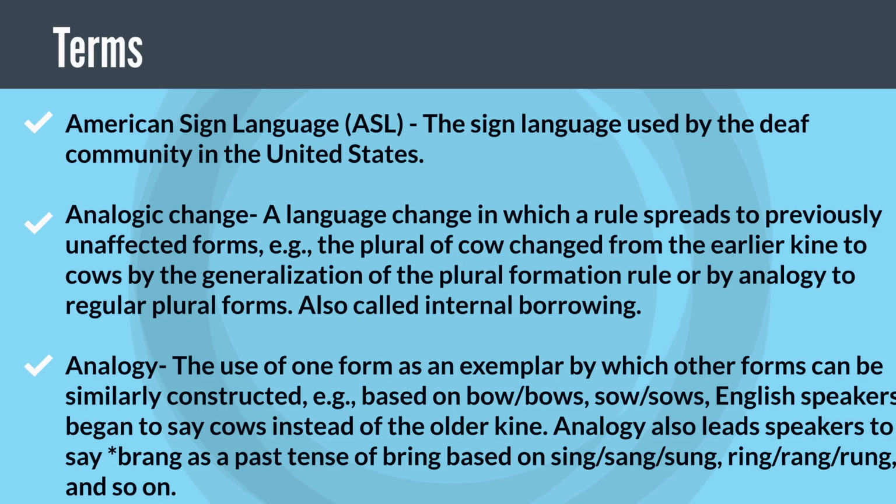Example, the plural of cow changed from the earlier kine to cows by the generalization of the plural formation rule or by analogy to regular plural forms. Also called internal borrowing. Analogy, the use of one form as an exemplar by which other forms can be similarly constructed. Example, based on bow/bows, sow/sows, English speakers began to say cows instead of the older kine.